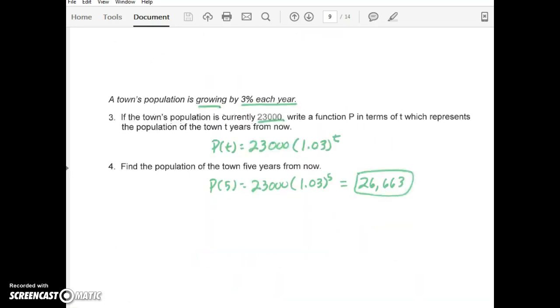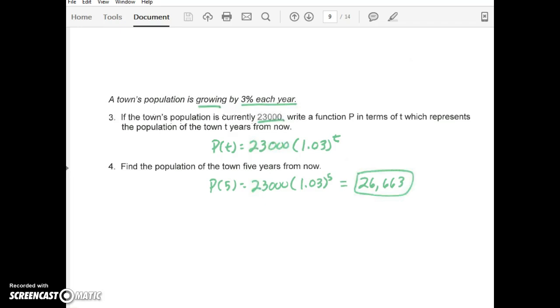In the next question, we have a very similar situation that we have the town's population growing, but now it's by 3% each year. So it's a growth problem, but we know it's going to be exponential because of the fact that it's growing by 3% every year. So if the town's population is currently 23,000, we want to write p of t, or a function p in terms of t, which represents the population of the town t years from now. So we take p of t equals 23,000, again that's our initial starting point, times 1.03 to the t. 3% growth, we add it to 1 to get our growth factor.